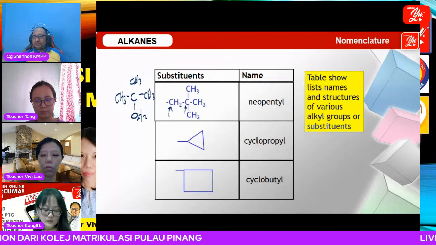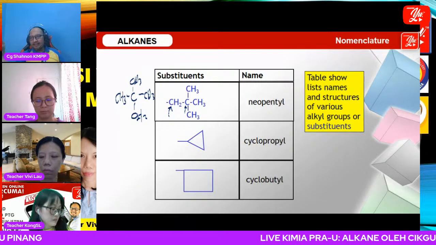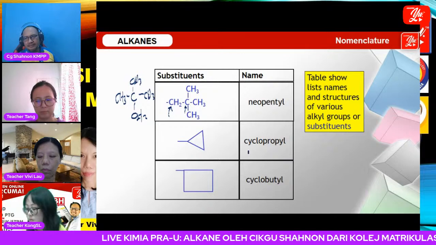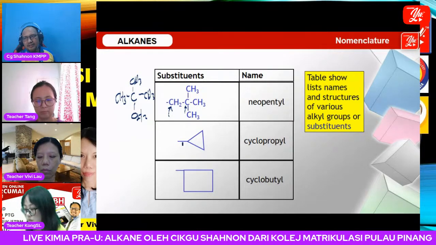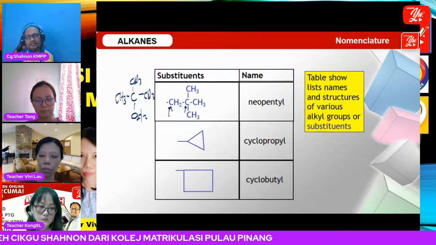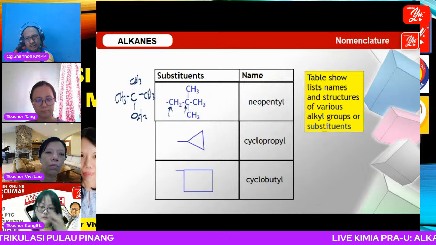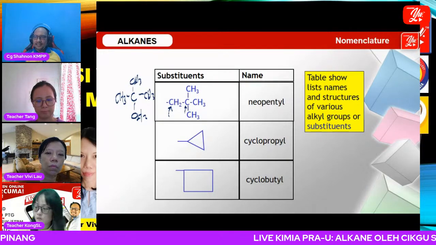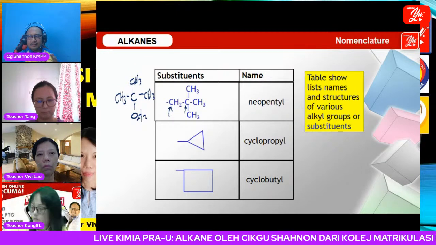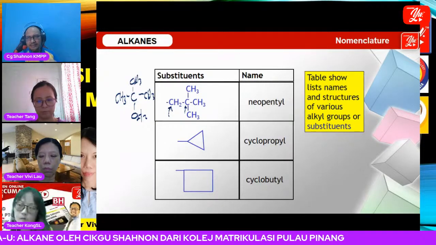And then we also have cyclic alkanes that become alkyl. If this one is not a substituent, this is cyclopropane. So when it becomes a substituent, cyclopropyl, something like that. So we have cyclobutyl, because if it is not a substituent, the name for the structure is cyclobutane. When it becomes a substituent, cyclobutyl.